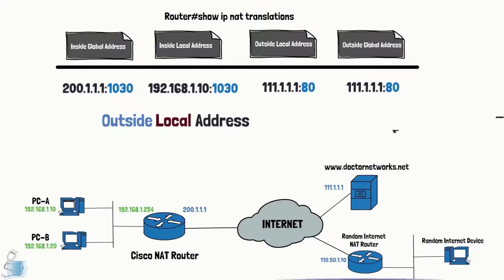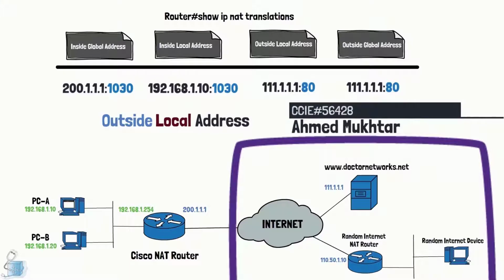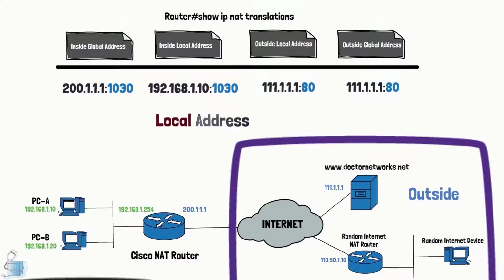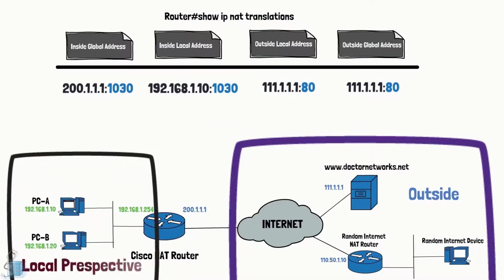Now, outside signifies it's a device sitting physically outside of your organization. So it's somewhere out there on the internet, right? Local means the perspective of the local clients of how they see that IP address. In our case, PCA and PCB will see that address as 111.1.1.1.